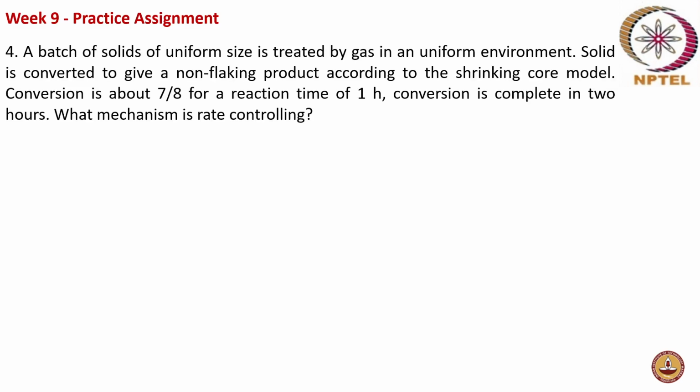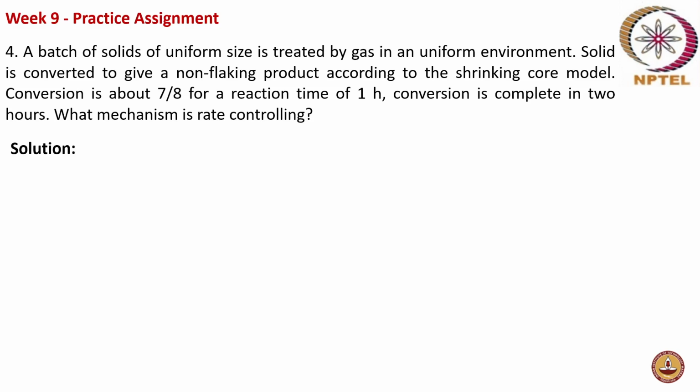Now let's go on to the next problem. A batch of solids of uniform size is treated by gas in an uniform environment. Solid is converted to give a non-flaking product according to the shrinking core model. Conversion is about 7 by 8 for a reaction time of 1 hour. Conversion is complete in 2 hours. So what mechanism is controlling the reaction rate?